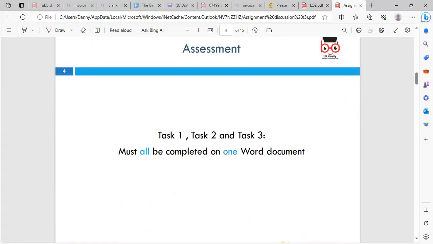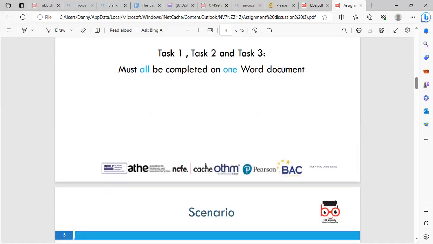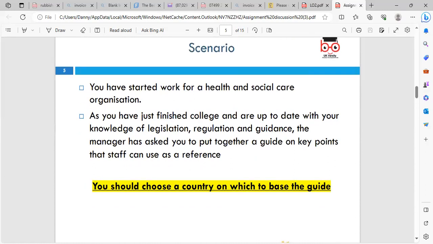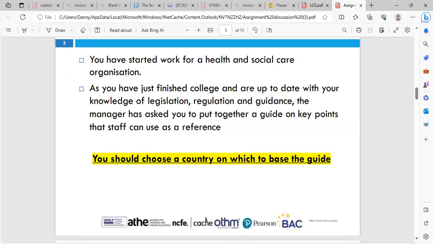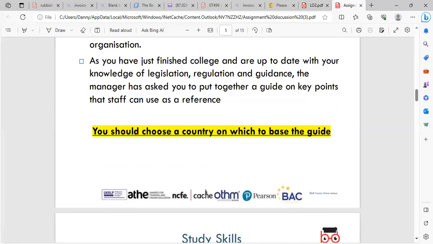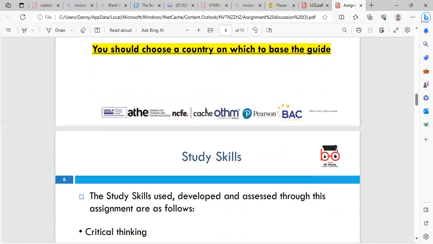So let's look at the assignments. Tasks 1, 2, and 3, you must be able to complete all in one Word document. So what are the scenarios? The first task is that you have started to work for a health and social care organization. As you have just finished college and are up to date with your knowledge of legislation, regulation, and guidance, the manager has asked you to put together a guide on key points that staff can use as a reference. You can choose a country that you want to base your guide on, based on the task that you have been given.